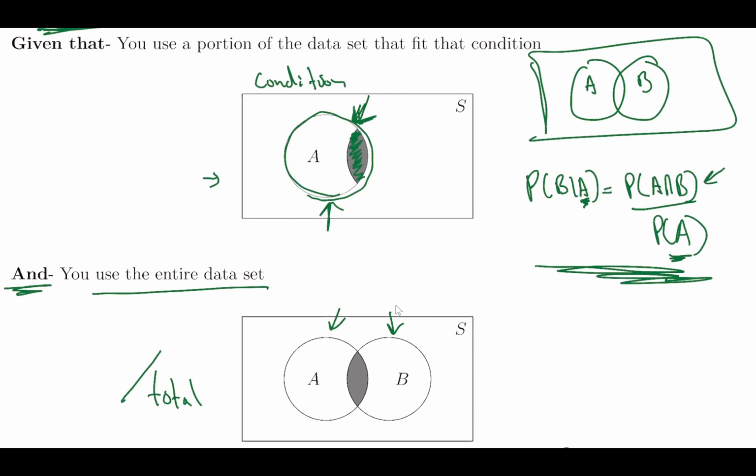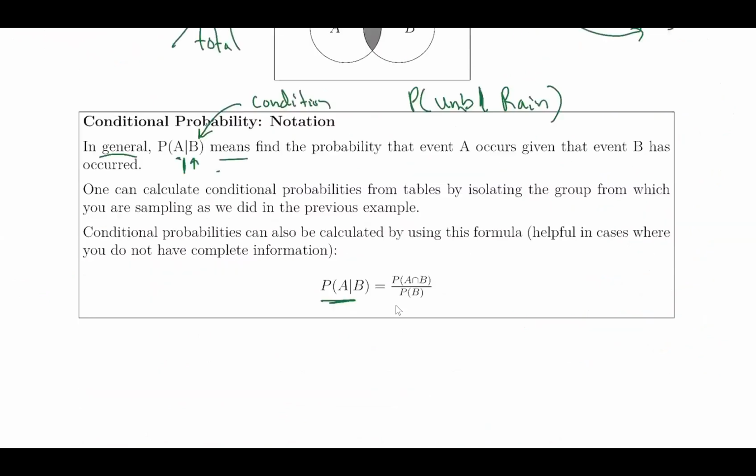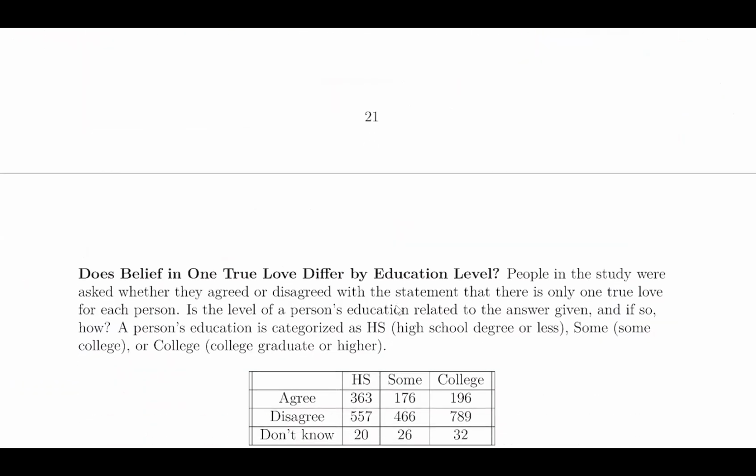And just remember, whatever the condition is, that's always going to the bottom. So if it's the probability of A given B, it'll be the probability of A and B, but now the bottom will be the probability of B because B is given. Right. Any question in regard to the formula? All right, no question. Let's go on.